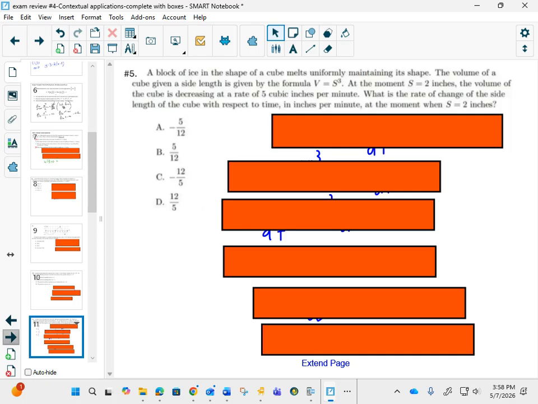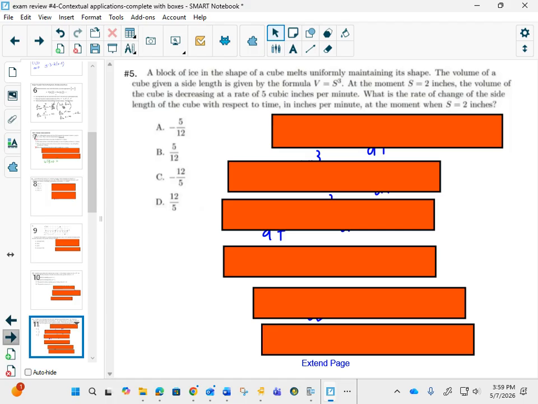A block of ice in the shape of a cube melts uniformly, maintaining its shape. The volume is given by the formula, volume equals s cubed. At s equals 2, the volume is decreasing at a rate of 5 cubic inches per minute. What is the rate of change of the side length of the cube with respect to time in inches per minute at that moment when s is 2?